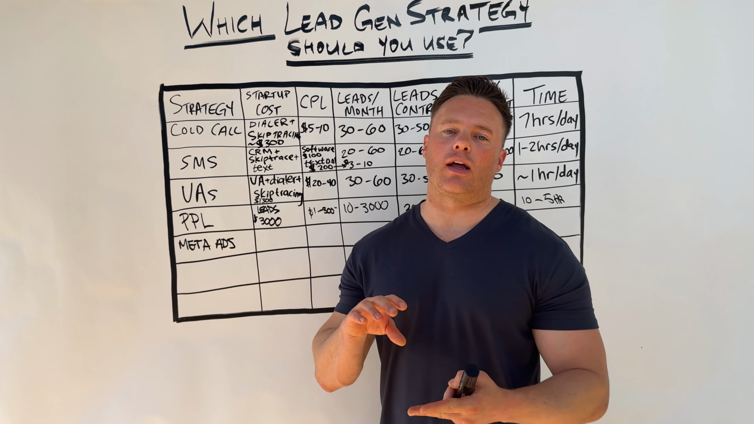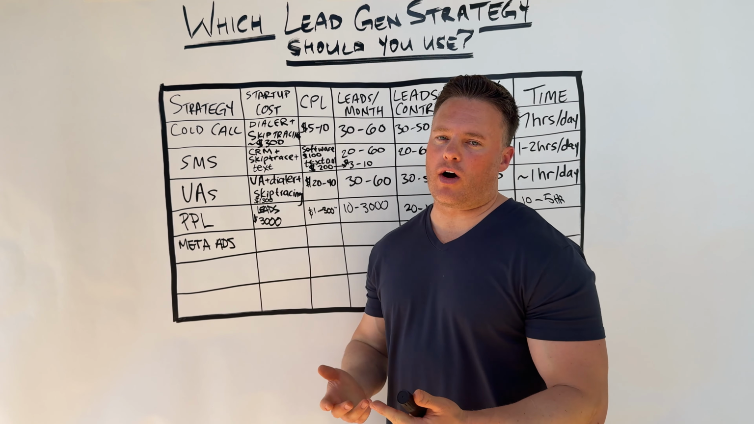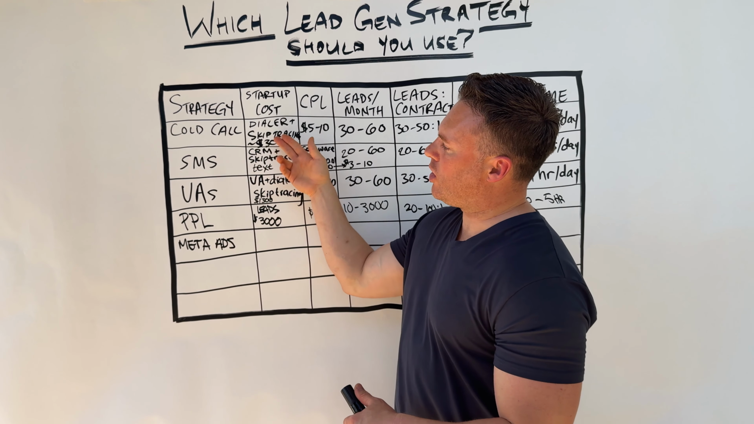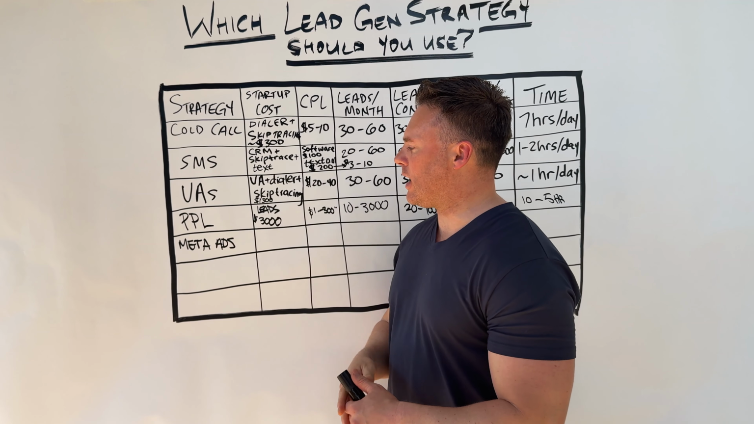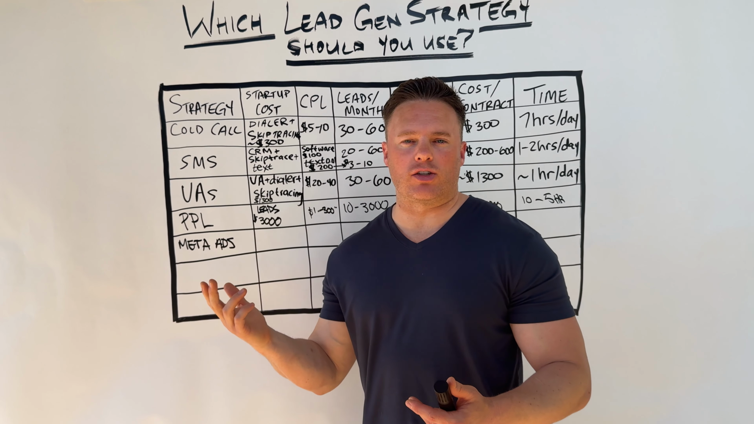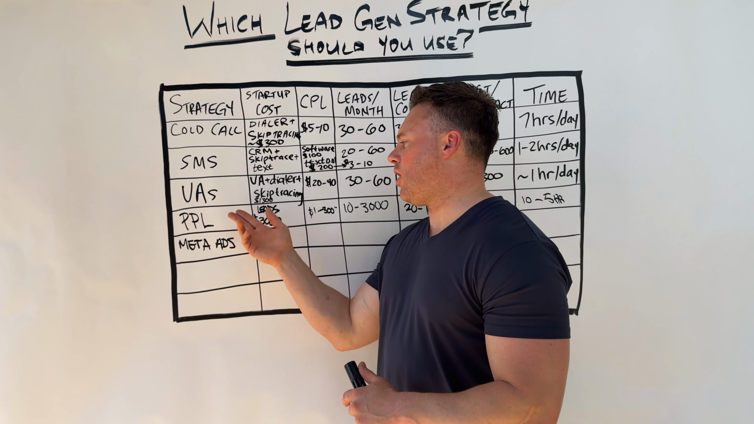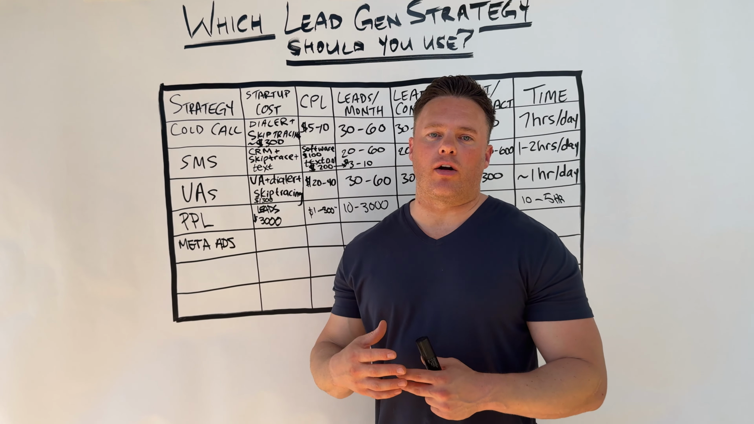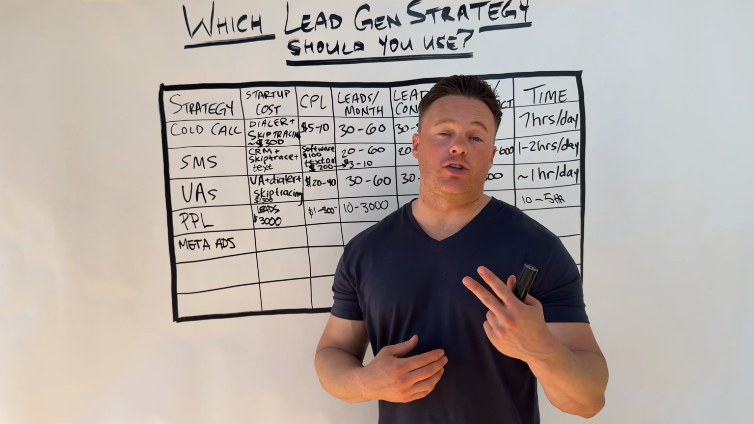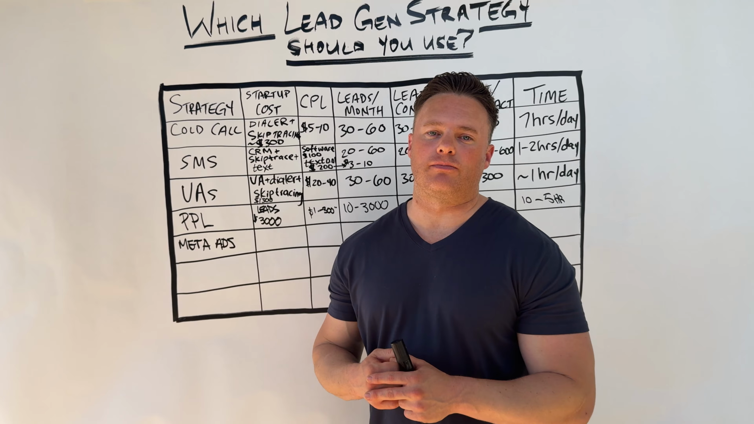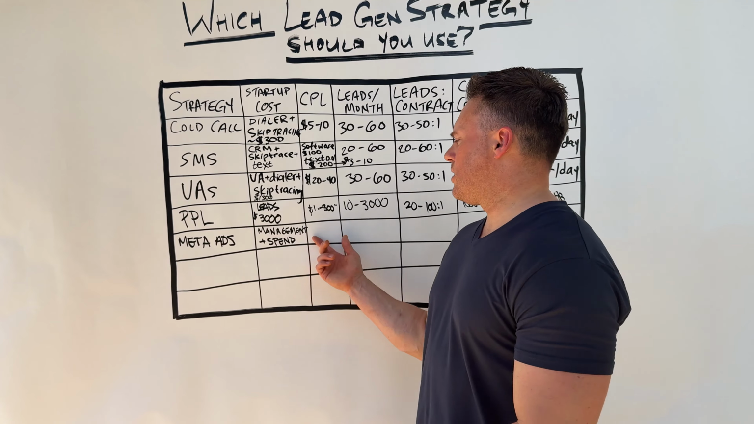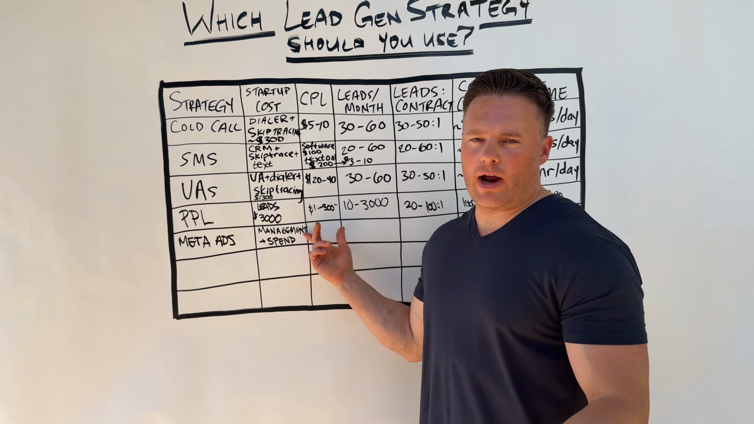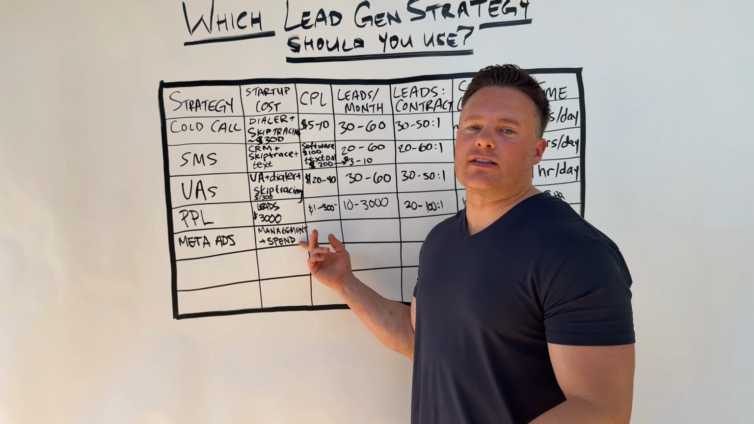Includes Facebook and Instagram. So far we've gone over outbound strategies, which is cold call, SMS, VAs, and to some extent PPL as well, because VAs have called them and you're reaching back out. These meta ads are inbound. People are coming to you with a lot higher motivation. So next is startup costs, which really is your management costs for your ad campaign and your ad spend.